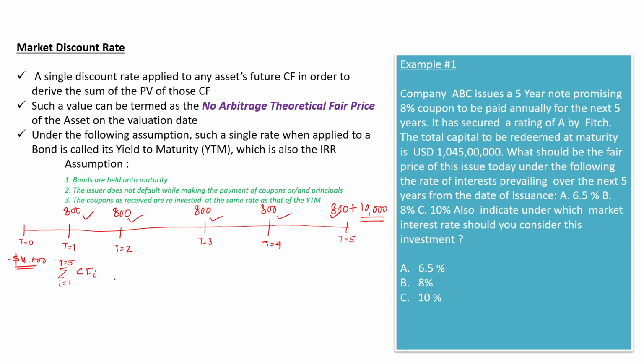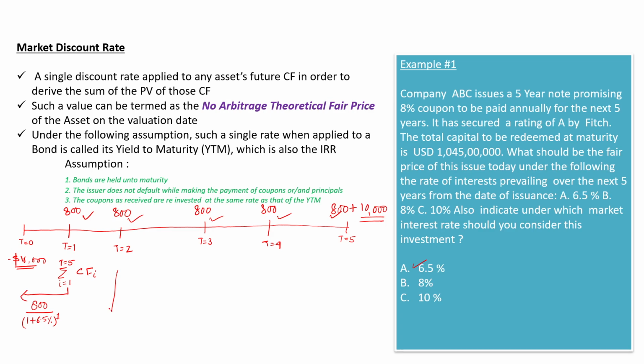So let's do the math. The math starts to be this: the present value of the first 800. Let's assume that we are talking about the first assumption of 6.5%. So the present value of this coupon should be 800 divided by 1 plus 6.5%, right? Since it's 1 year only, it is discounted by 1 year.